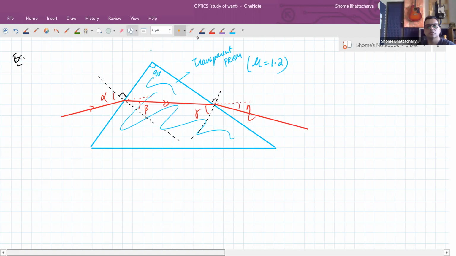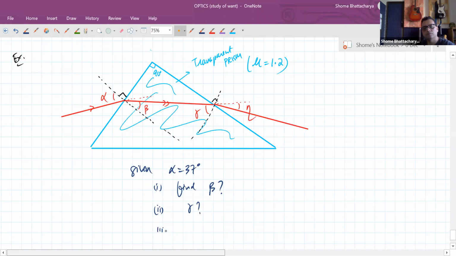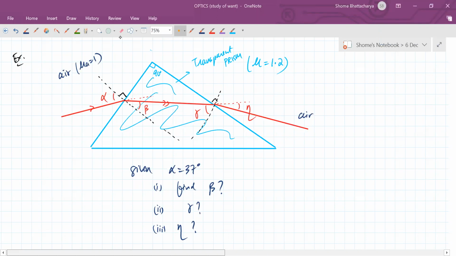So given that alpha is equal to 37 degrees, find beta and gamma and then eta. Okay. Around it we have air. So refractive index of air is 1. On both sides we have air. So just give this a quick try. This is an application of geometry and Snell's law.